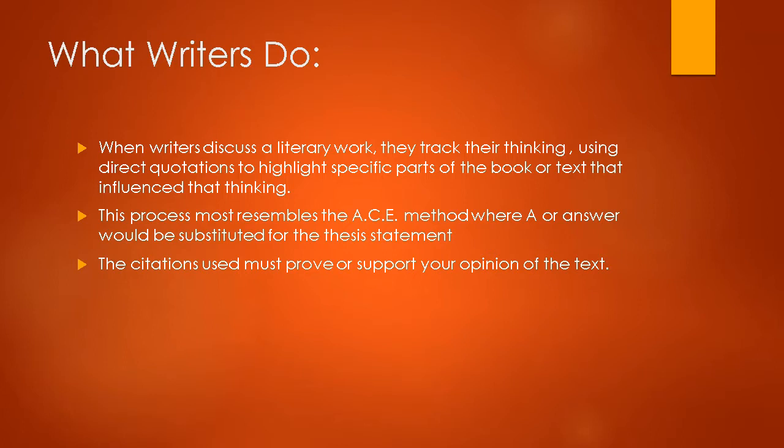So what do writers do? When writers discuss a literary work, they track their thinking. They use direct quotes to highlight specific parts of a book or text that influence that thinking. Now, this process most resembles the ACE method, where A, or answer, would be substituted for your thesis, or the thing that you are trying to explain or prove. The citations used in your paper or essay must prove or support your opinion of the text.